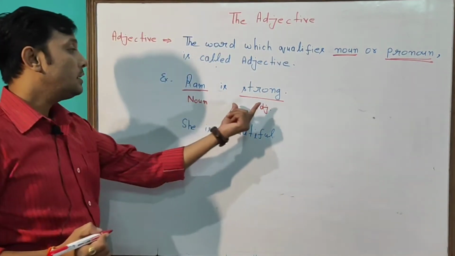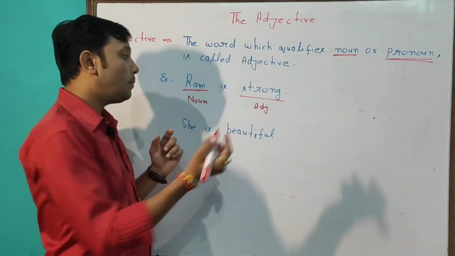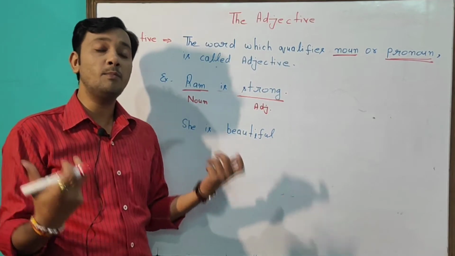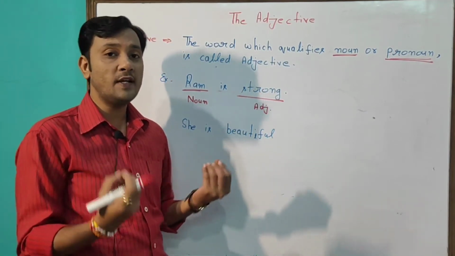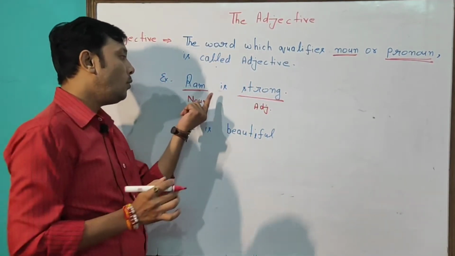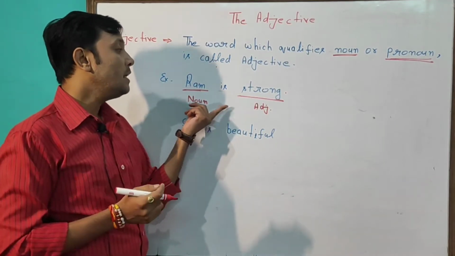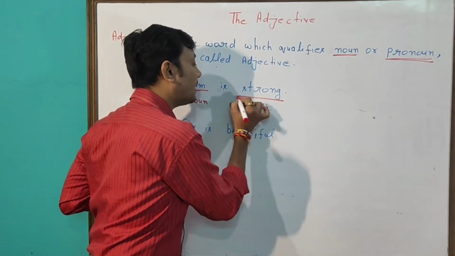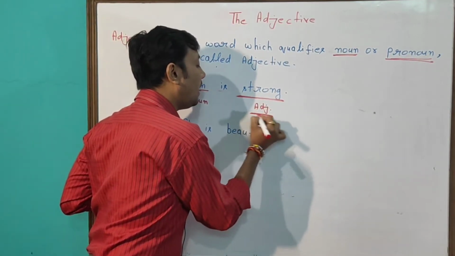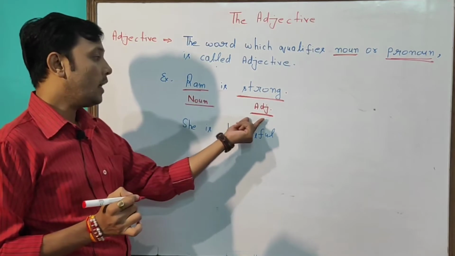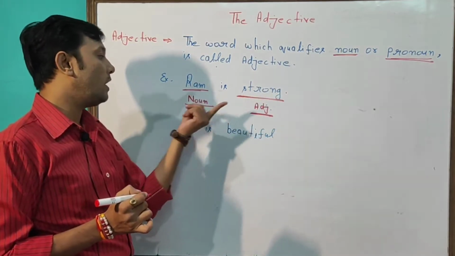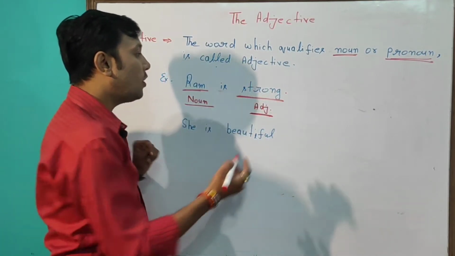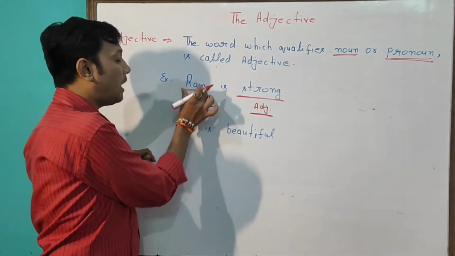How to find out that the particular word is adjective? Because you know that adjective means the word which qualifies noun or pronoun. Ram is a noun. What kind of a Ram is? Ram is a strong boy. So that is why this word is adjective, because it's qualifying a noun. The word strong is qualifying the noun. What kind of a Ram? Ram is a strong boy. So that is why strong is an adjective and Ram is a noun.